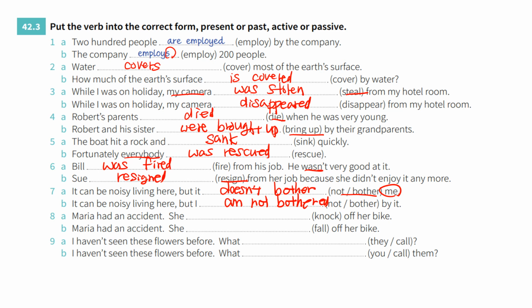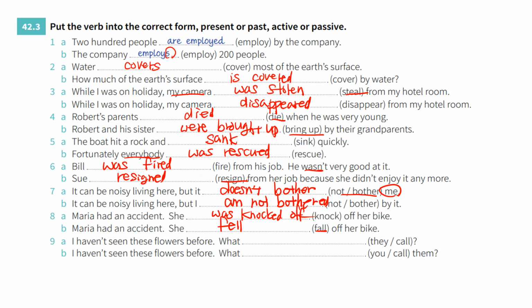Maria had an accident. She was knocked off, K-N-O-C-K-E-D, knocked off her bike. And then fall cannot be used in passive. So Maria had an accident. She fell off her bike.